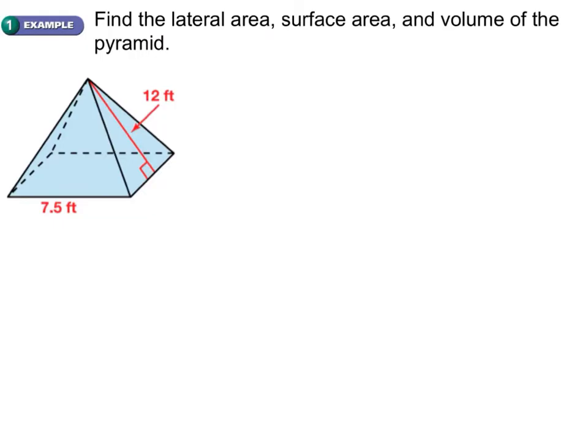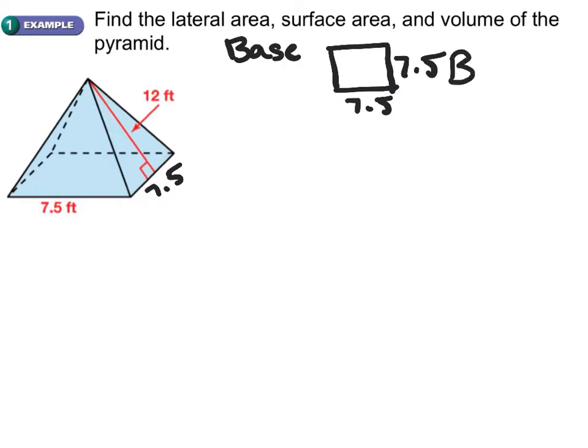Our next problem asks us to calculate the lateral area, surface area, and volume of the pyramid. So if we first focus on the base, it's assuming it's a regular pyramid, so it's a square base where all the sides are 7.5. So if I find the area of the base, it would be 7.5 times 7.5, which gives us a value of 56.25 feet squared.